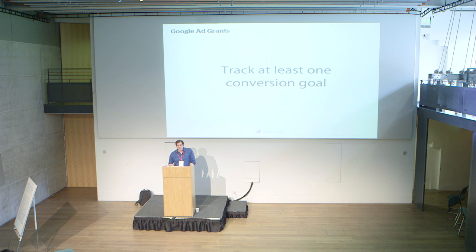Another reason to track at least one conversion goal is that that's one of the eligibility criteria for upgrading from $10,000 a month to $40,000 a month with Google Ad Grants. So you have to be tracking conversions, and it has to be some kind of tangible thing. It can't just be you've visited a blog page. It needs to be an actual useful action.